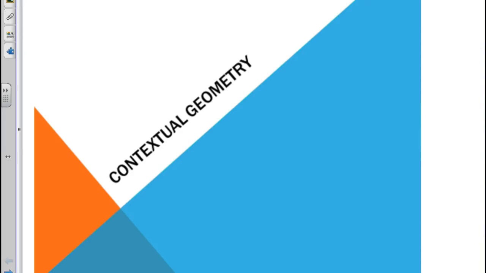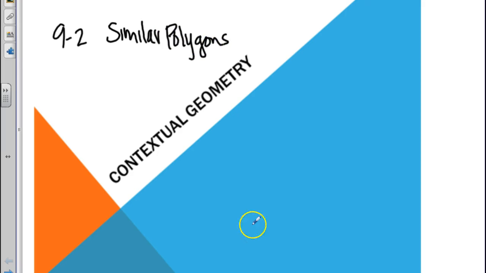We're going to talk about similar polygons. So 9.2, similar polygons. All right, so let's get started.